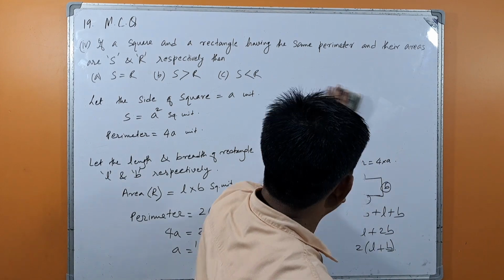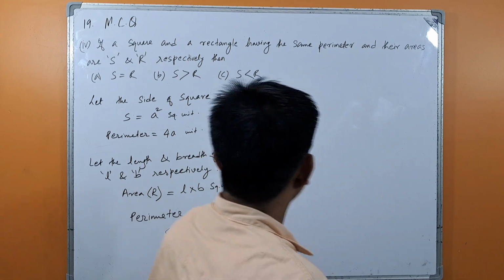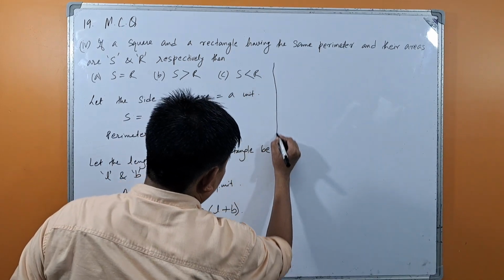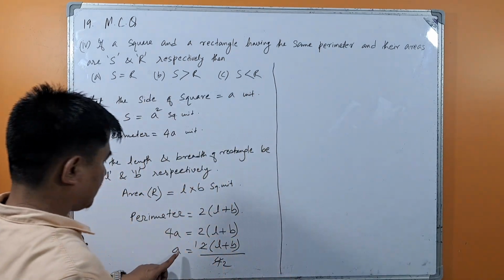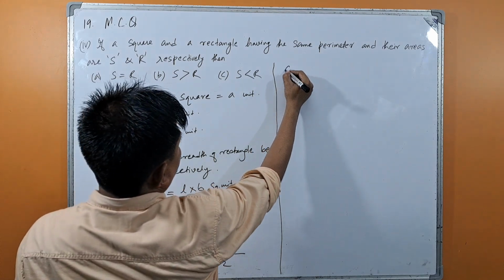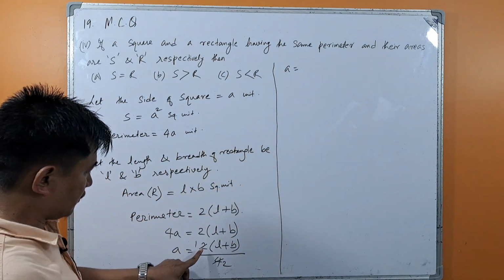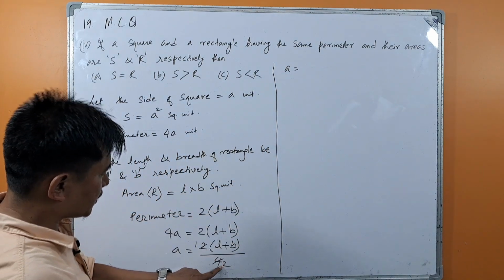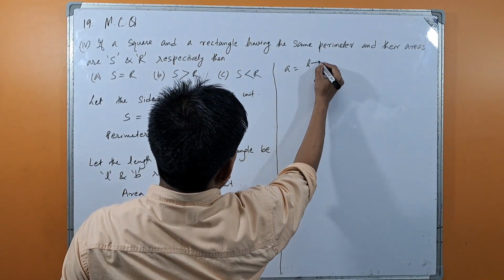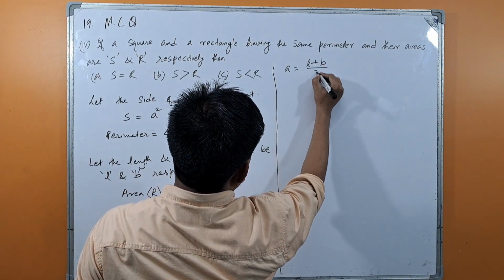Now let me continue this side. A equal to L plus B upon 2.